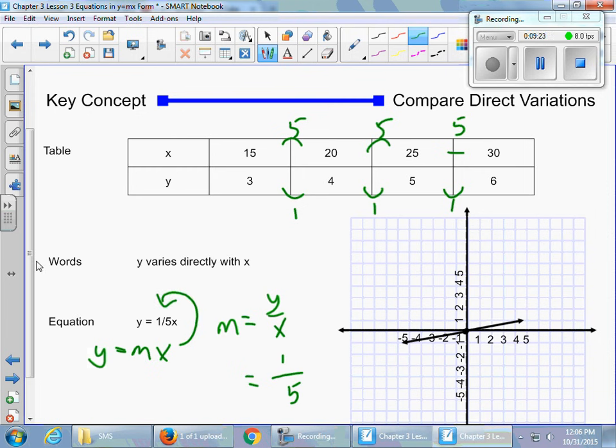1/5 represents the slope of the line. The 1 is the rise. So for every spot you go up 1, you run over 5 spots for every point on that line. Every point on the line goes up 1 over 5. Find the constant rate of change of the line.